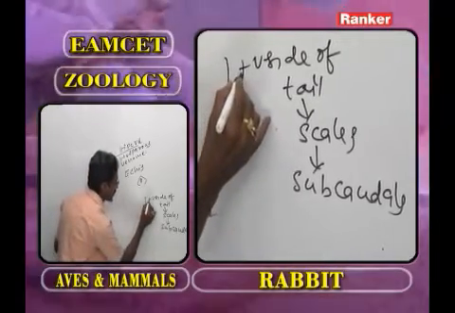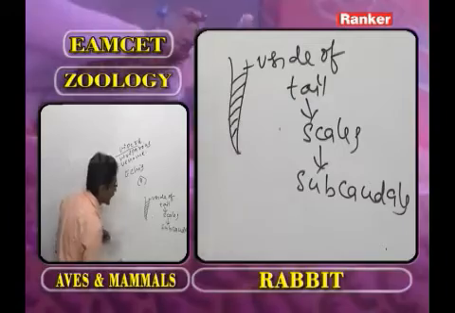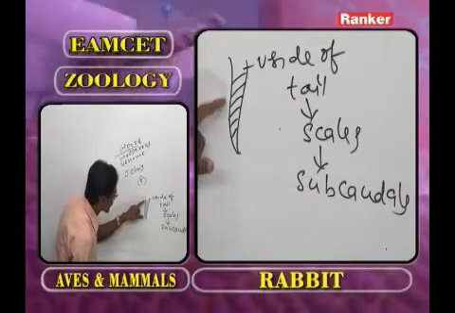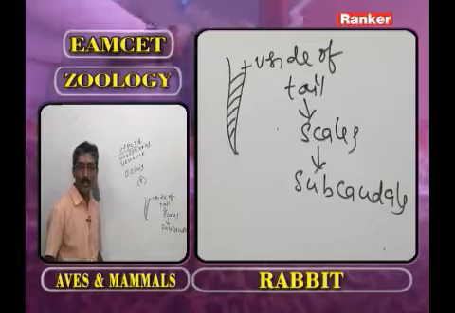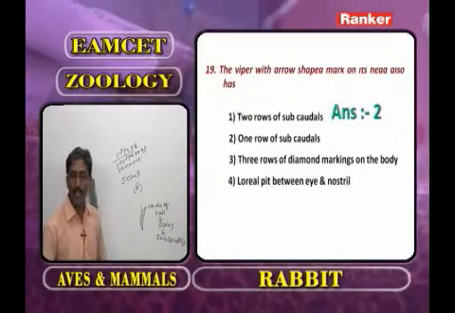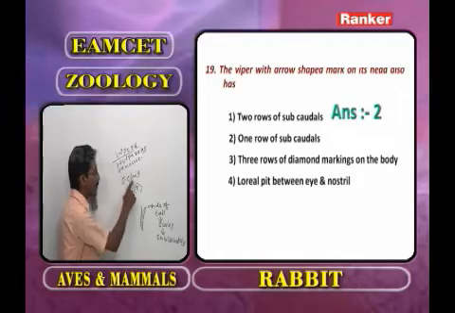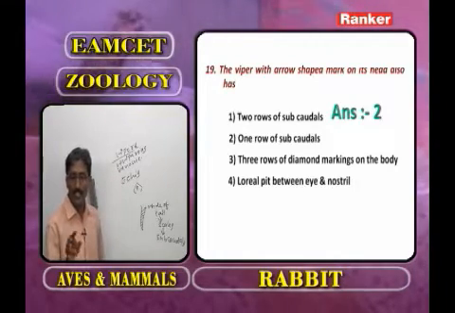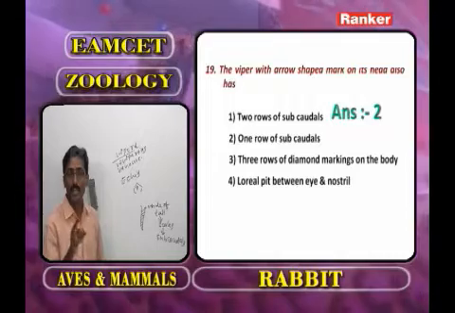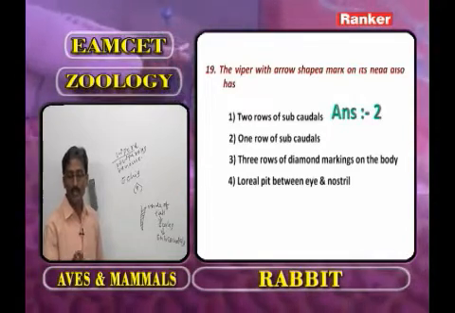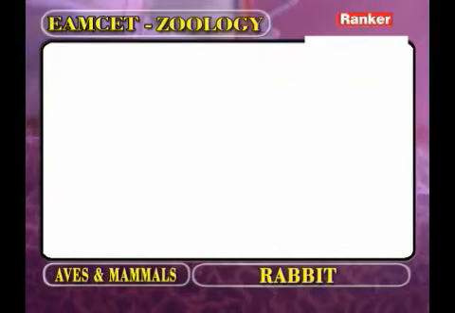Now here, in the case of Echis carinata, you have to observe the diagram. The subcaudals are arranged in how many rows? Only one row. Now here, what is the question? The viper with arrow shaped mark on its head also has how many rows of subcaudals? One row of subcaudals. So what is the correct answer? The second one. Now we go for the next question.